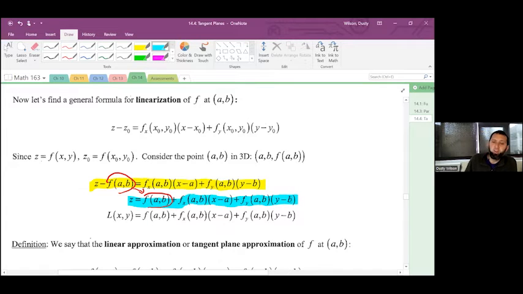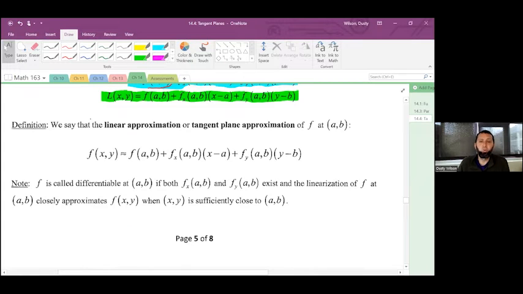And we know that this tangent plane is just another name for the linear approximation. So this tells us that the linear approximation of f of x, y at the point a, b, so L of x, y, is equal to f of a, b plus the partial derivative of f with respect to x evaluated at a, b times x minus a, plus the partial derivative of f with respect to y evaluated at a, b times y minus b.